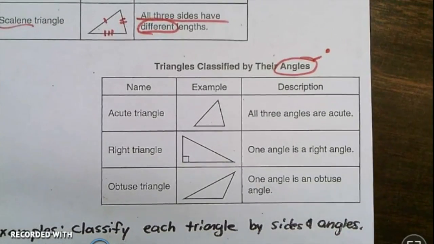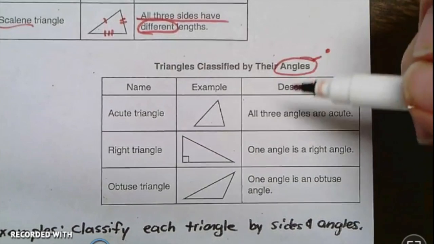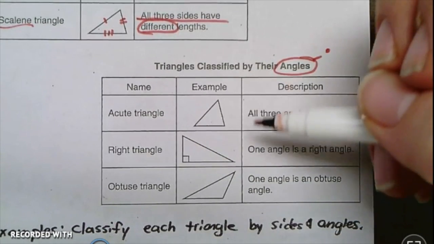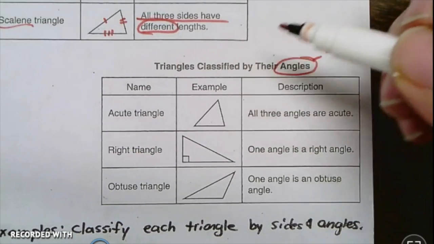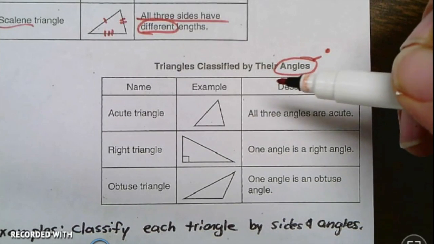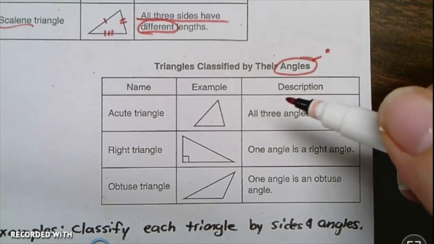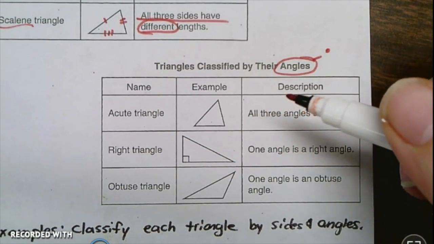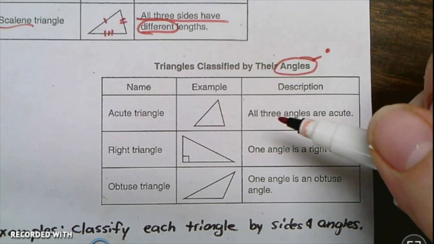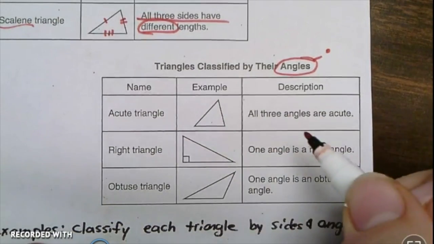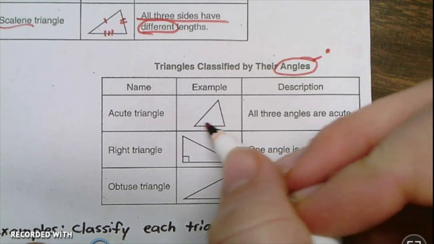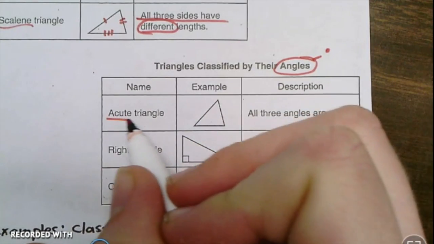What about by angles? Every triangle is going to have at least two acute angles. They have to, because otherwise there's no way to draw two obtuse or two right angles and connect them with only three sides. So all triangles have two acute angles. It's the third angle that really defines the triangle by its angles. If all three angles are acute, then it is an acute triangle.